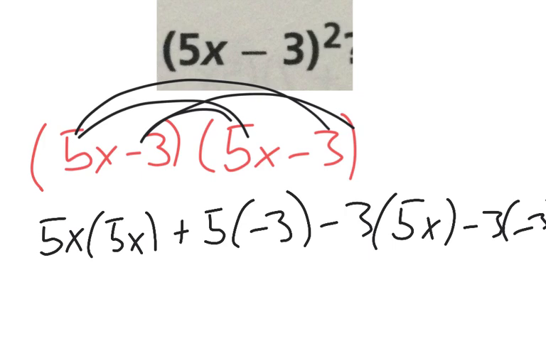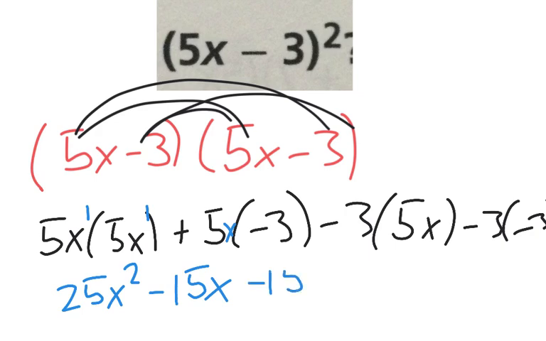So now 5x times 5x is 25x squared. Both of them are raised to the first power. Oh, look, I wrote this down wrong, didn't I? This should be 5x times negative 3. So what is 5x times negative 3? Negative 15x. Negative 3 times 5x is negative 15x. Negative 3 times negative 3. Positive 9.